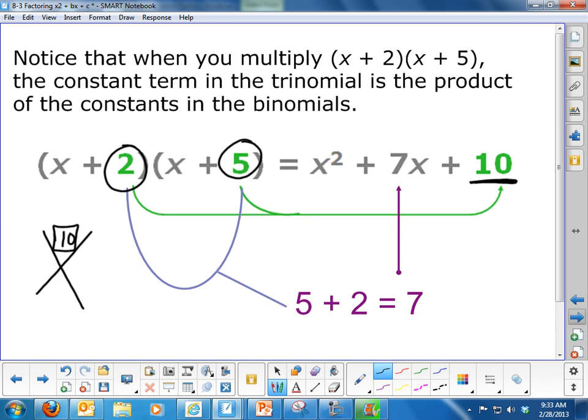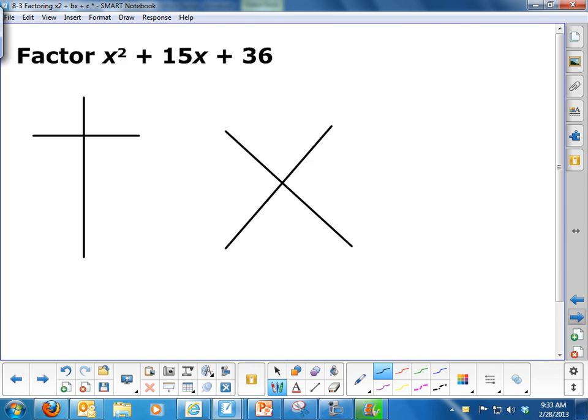Right? So what do 5 and 2 add up to? Well, they add up to 7, and that would be your bottom term. So we know that our two terms are 2 and 5. Is this bringing back some good memories? That this middle number here, the second term in our trinomial, is coming from adding up 2 and 5. Let's try one out. Okay, we've got x squared plus 15x plus 36.